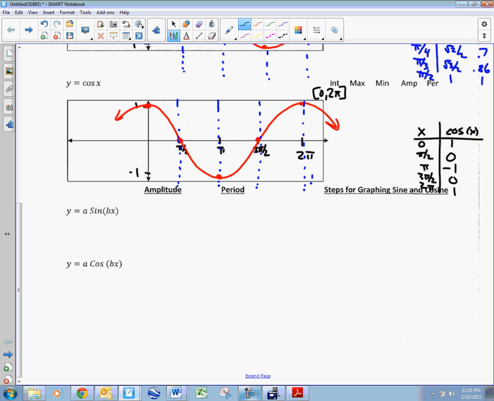Over the interval 0 to 2 pi, cosine also has a maximum value of 1. It has a minimum value of negative 1. It has an amplitude of 1, and it has a period of 2 pi as well. It's very similar to the sine graph. It's just shifted pi over 2 units. And we'll talk about horizontal shifts later on.